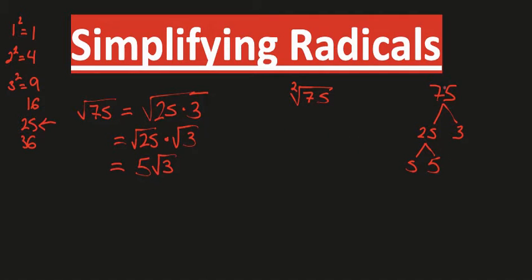So when we break down our numbers into the prime factor tree, we're looking for numbers that show up twice. As we can see, 5 shows up twice. The square root of 25 is 5. So therefore it comes out, and then since there's only 1 3 left over, this is going to stay inside of the radical. And we'll end up with the same answer, 5 times the square root of 3.